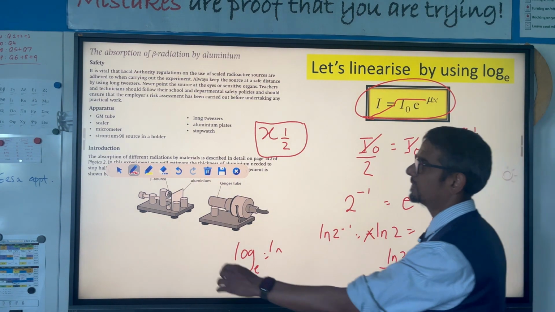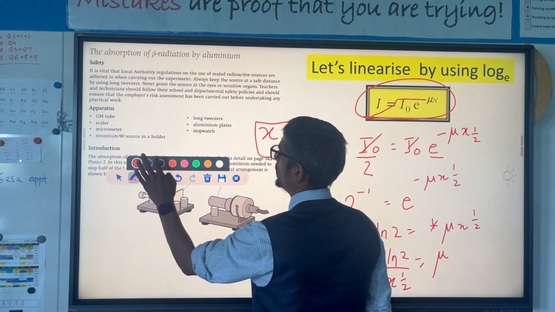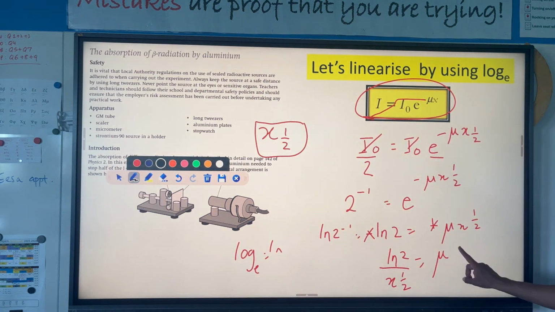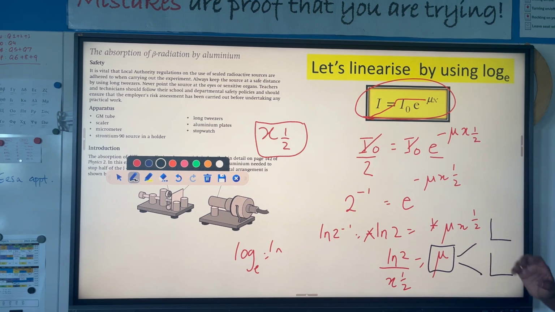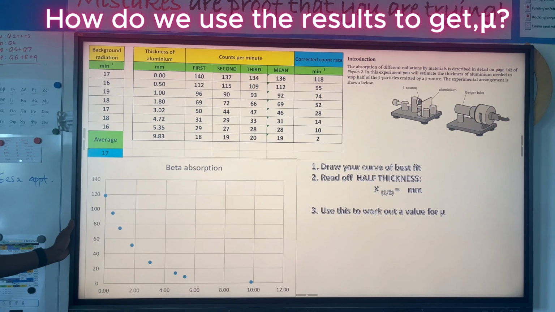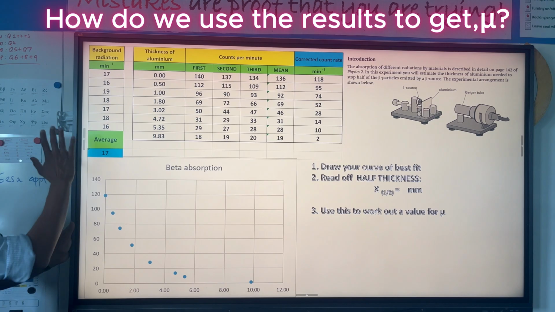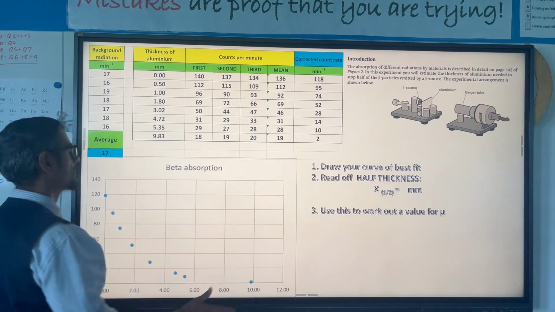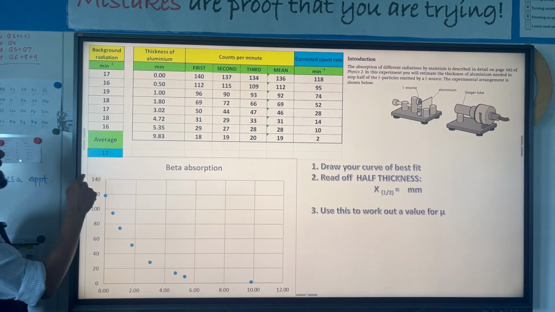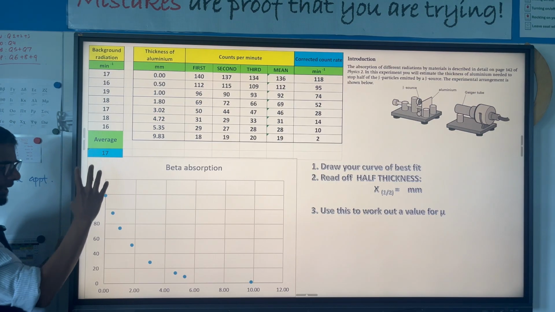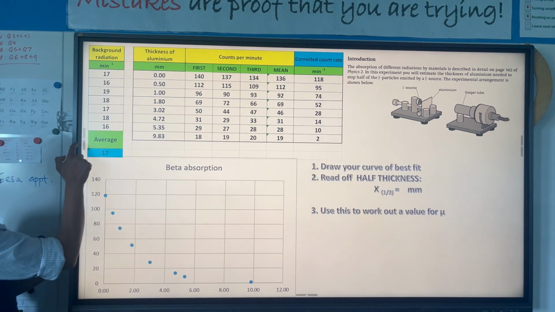Guys, the objective of this lesson is to work out mu in 2 ways. It's the same experiment, but you're going to plot 2 graphs. And I'm going to show you that now. I'm just going to put the results that we got for our class. So these are the results for our class. And if you plot that intensity, or that count rate, against x, you get this.